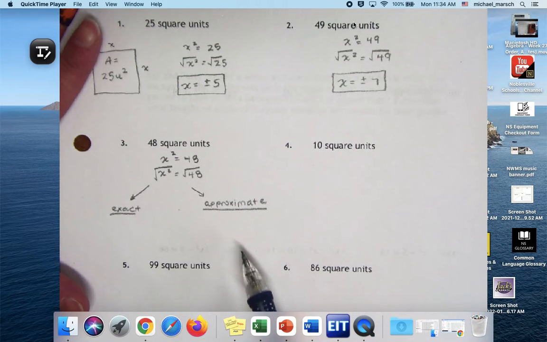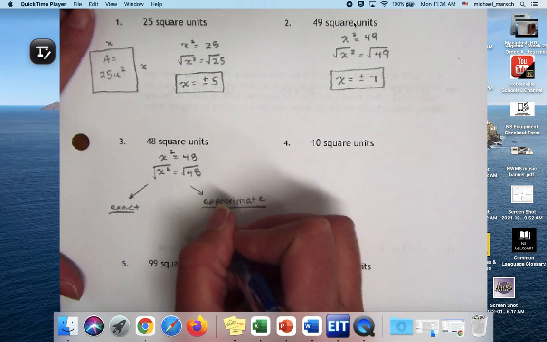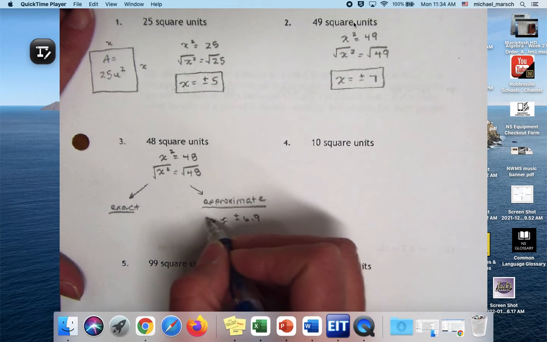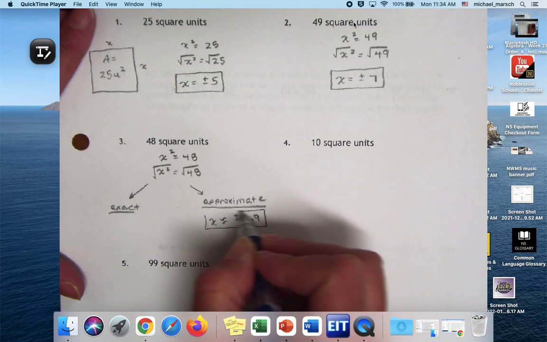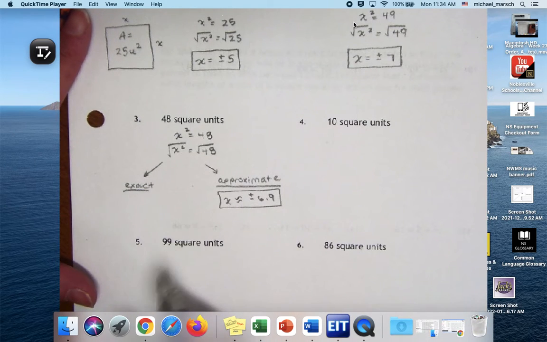Approximate is what we've been doing this whole time. I heard somebody say about 6.9, so we would say x is about plus or minus 6.9. I said it. Actually, it was me first, Jillian. Okay. Sorry.